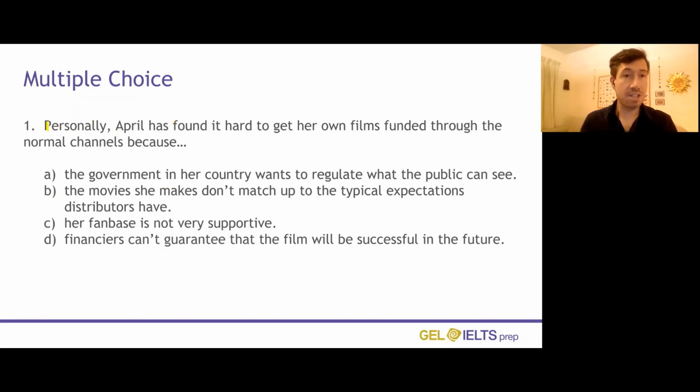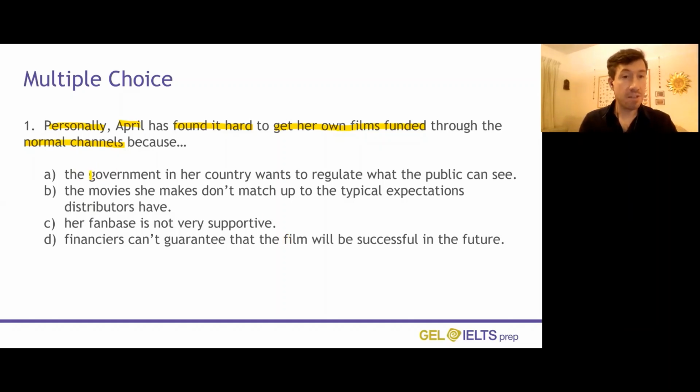So we've got personally, highlight that. We've got April, found it hard, get her own films funded through the normal channels. So those would be the keywords in that opening sentence. Now, it's not just important to highlight those in that first part, you have to highlight the keywords in the answers too, because that's what we're going to be looking for as well.